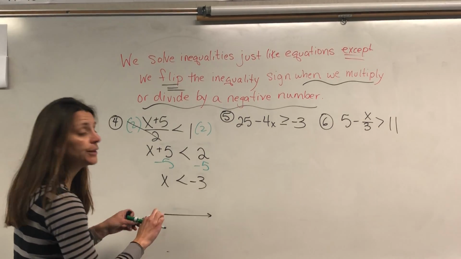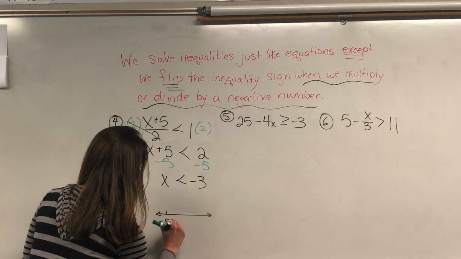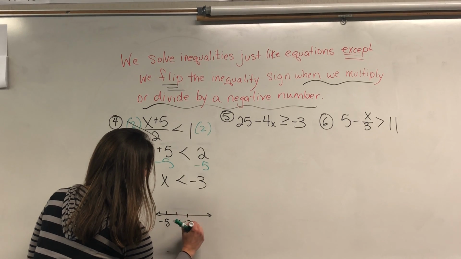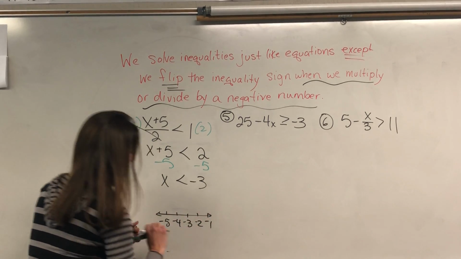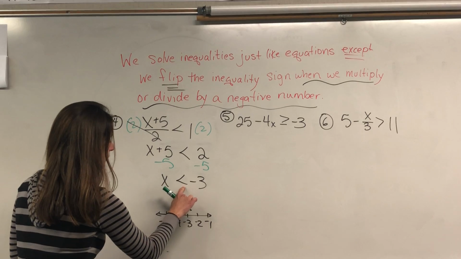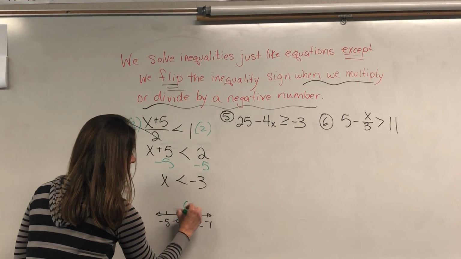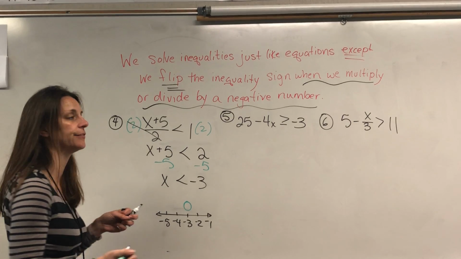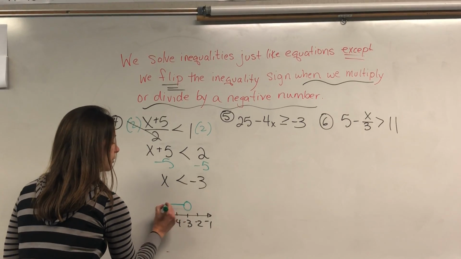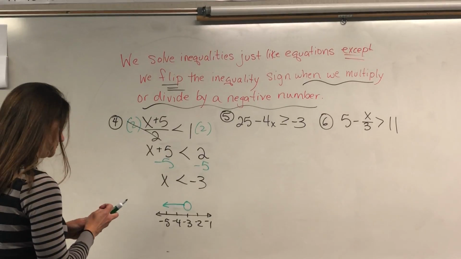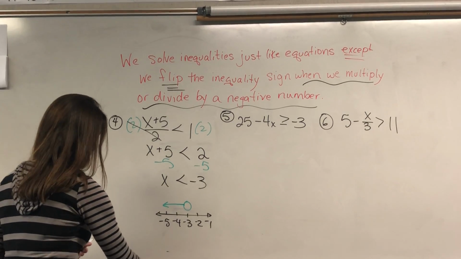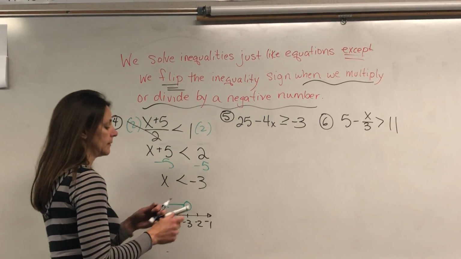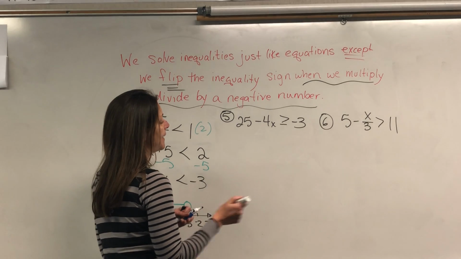Now be careful when you're doing your number line for negatives. So first of all, there's no equal sign, so it's an open circle. And then the question is, which numbers are less than negative 3? And be careful, that will go that direction. Okay. Next one, number 5.